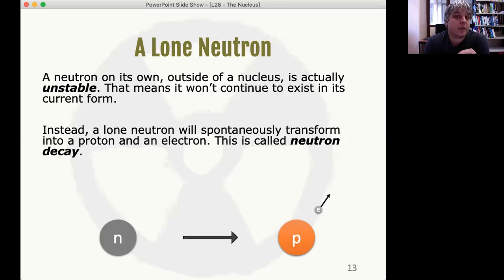What a lone neutron will do is eject an electron. It will just throw an electron out into the universe, and as it does so, remember that an electron is a negative charge that will leave the neutron with a net positive charge. It turns it into a proton. So a neutron can spontaneously eject an electron and turn into a proton. And that's what it will do if it's just on its own out in the universe, not part of an atom. And this is called neutron decay. So neutron decay is a neutron turning into a proton and emitting an electron.